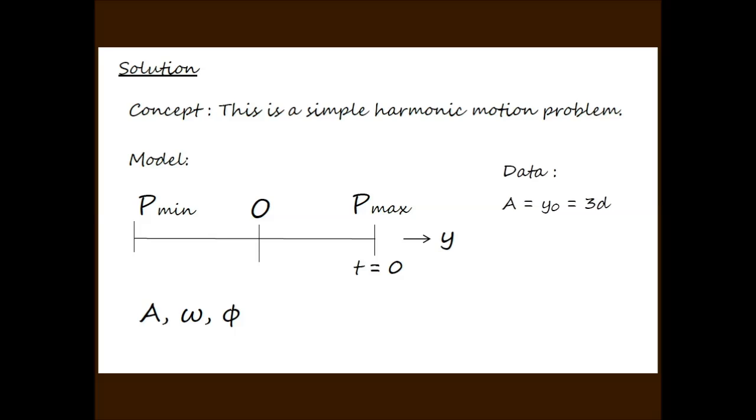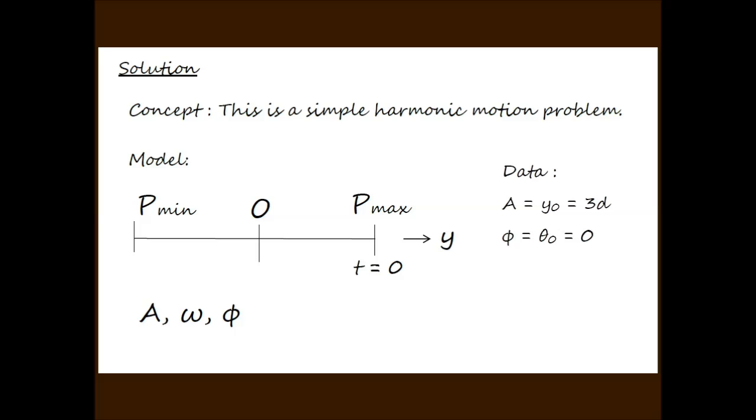First, we are told that it is released from rest. So therefore, its initial position is either its maximum or its minimum. As we are told that d is greater than 0, we know that its initial position is its maximum position. It therefore means that the corresponding position, 3d, is in fact the amplitude of the oscillation.